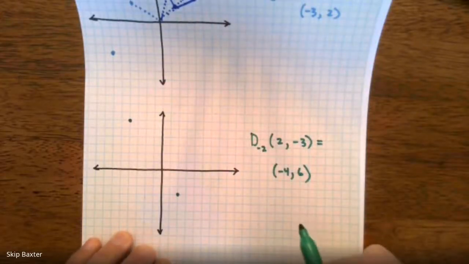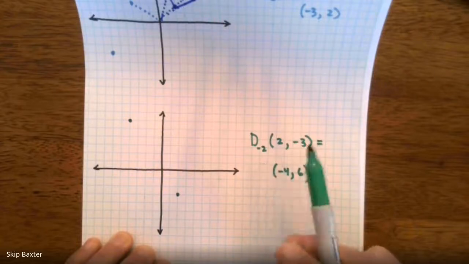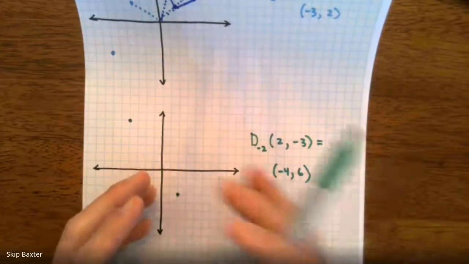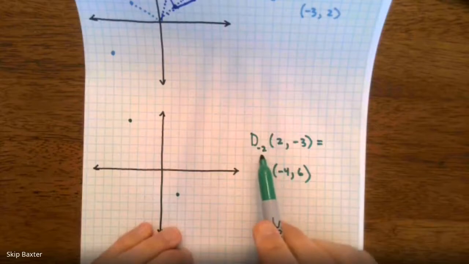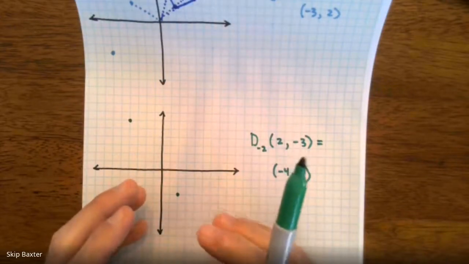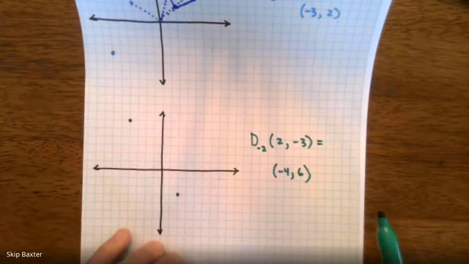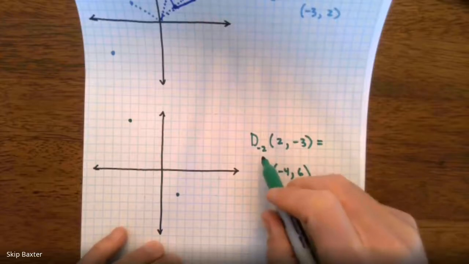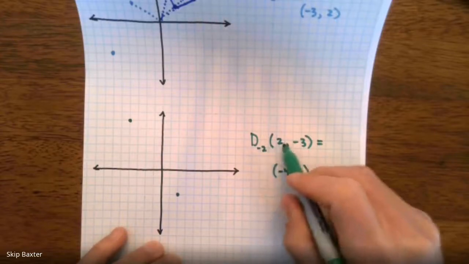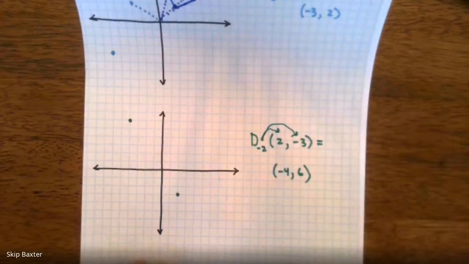So if the dilation scale factor is positive, then it just gets further away or closer to the origin. If the dilation scale factor is negative, then it gets further away or closer to the origin, but it also gets reflected through the origin. So it ends up in the opposite quadrant. Okay. But the bottom line is, to get the image of a dilation, all you have to do is multiply both coordinates by the scale factor. That's all there is to it.